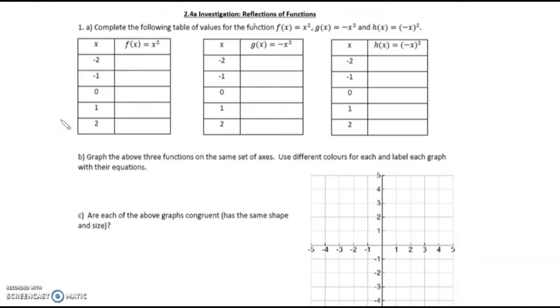2.4a, investigation, relations of functions. So this time we're going to take a look at both reflections over the x-axis and the y-axis. We're going to take our base graph, in this case x squared, and reflect it by doing negative x squared, and then reflect it another way by doing negative x all squared. The difference between these two reflections is that the first one is a reflection in the x-axis.